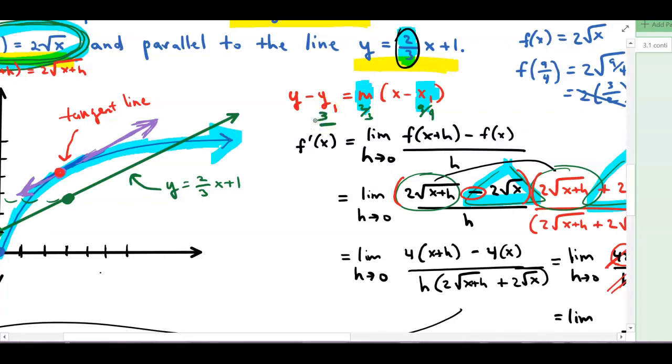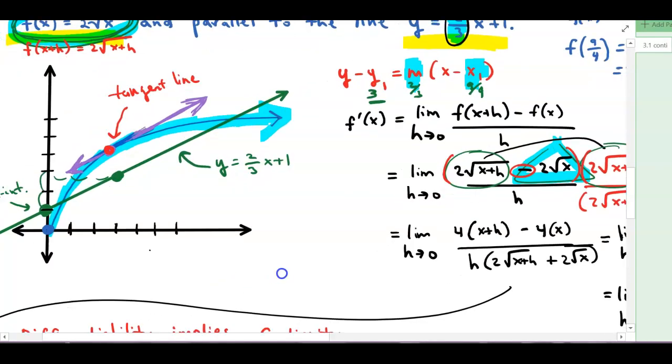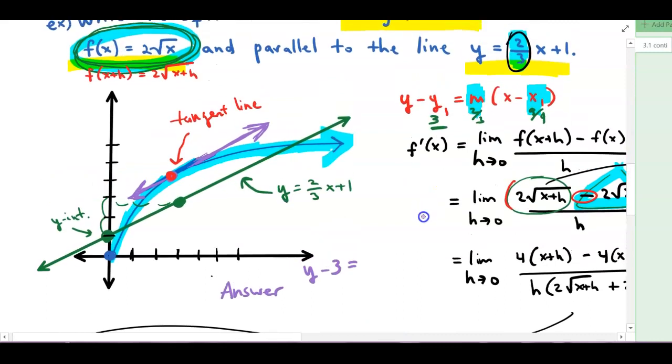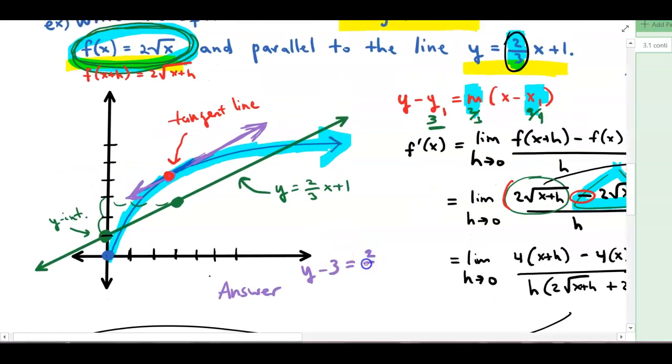So now we have all the parts to write the equation of a line that's parallel to the green line, and that'll give us the purple line, the purple line that you see in the graph. So the answer is y minus y1, which is the y value was 3. We got that just right now. The slope, the derivative, that they have to be parallel to each other. So we figured out that the derivative was 2/3. And x minus x1, we did a lot of work, but we figured out the x value was 9/4.